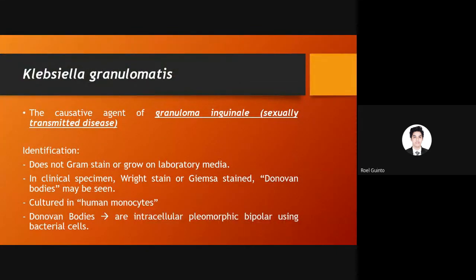So first we need to discuss the first microorganism under the Klebsiella. We have Klebsiella granulomatis, the causative agent of granuloma inguinale. So this microorganism can be transmitted via sexual intercourse because this is a sexually transmitted disease. So the identification of this microorganism does not gram stain or grow on laboratory media. In clinical specimen, Wright stain or Giemsa stain, ano yung makikita natin pag ginamit natin itong stain na to? Donovan bodies.